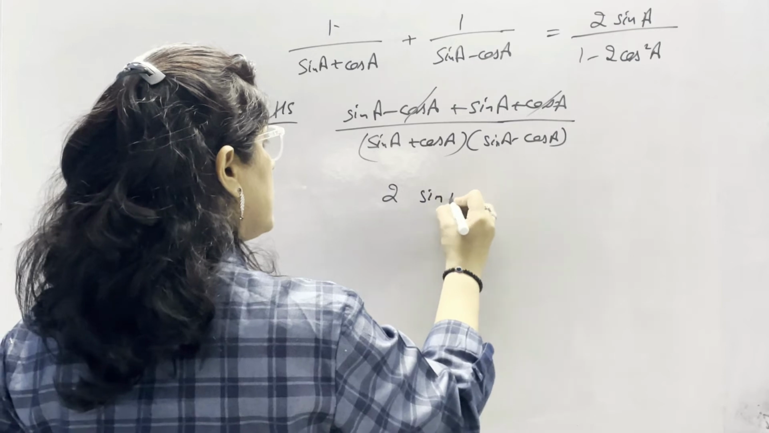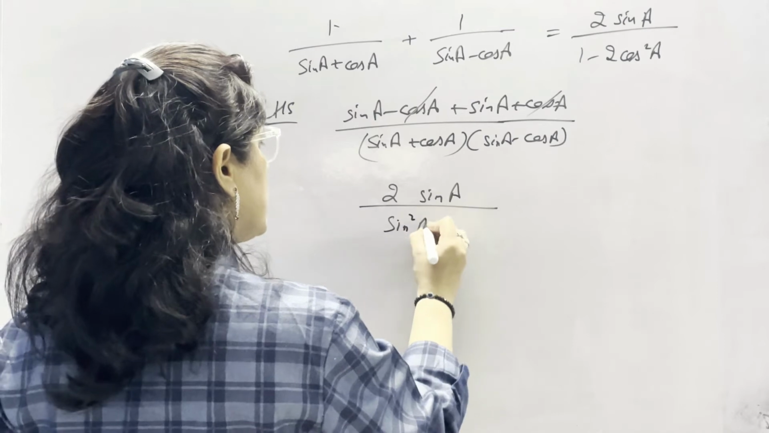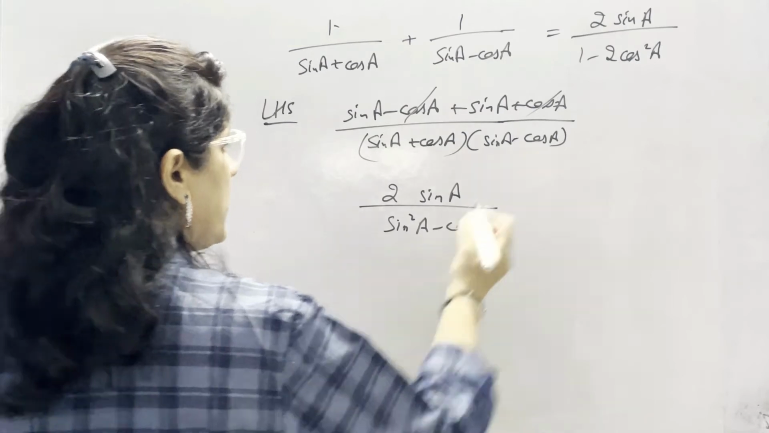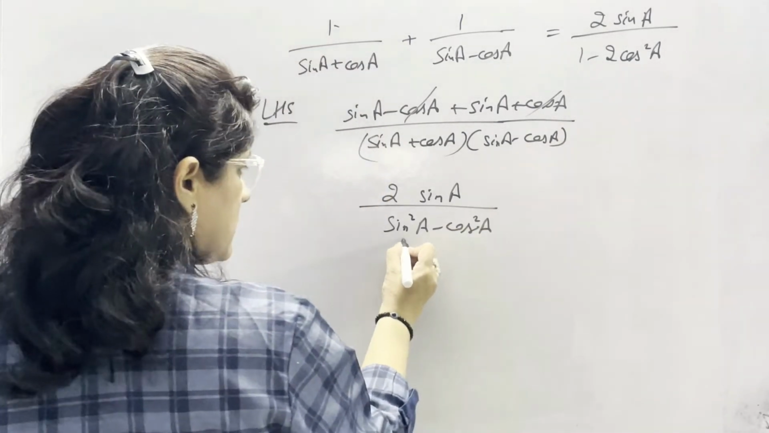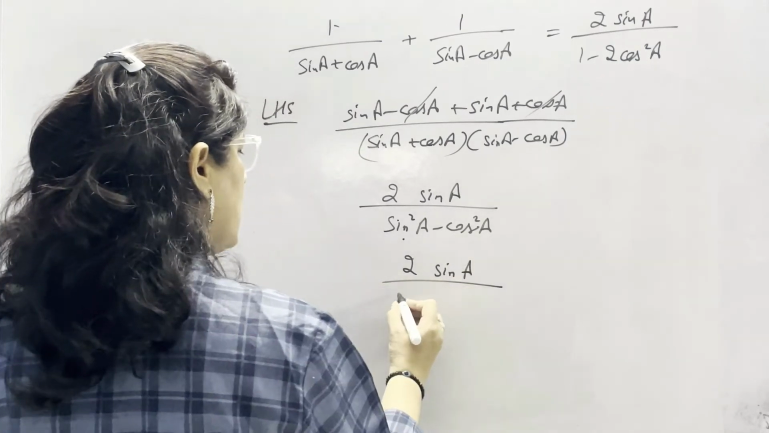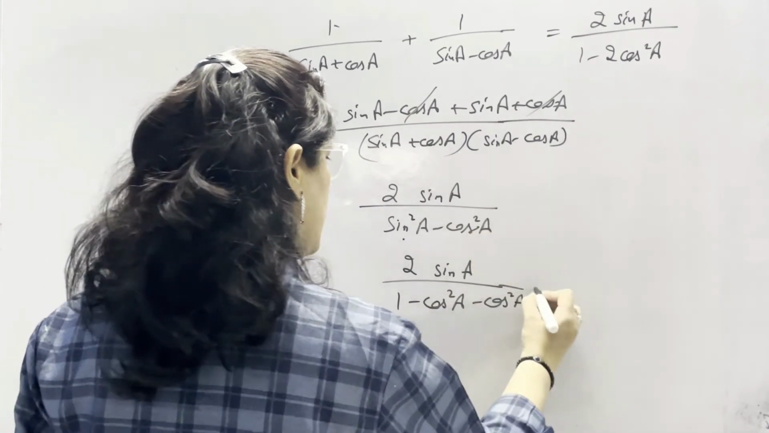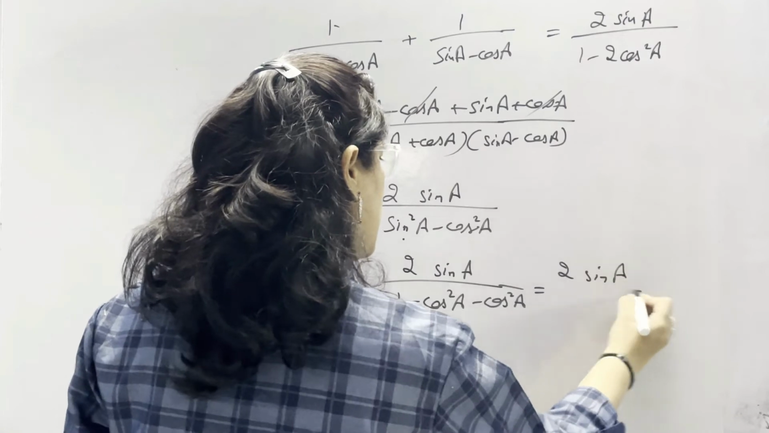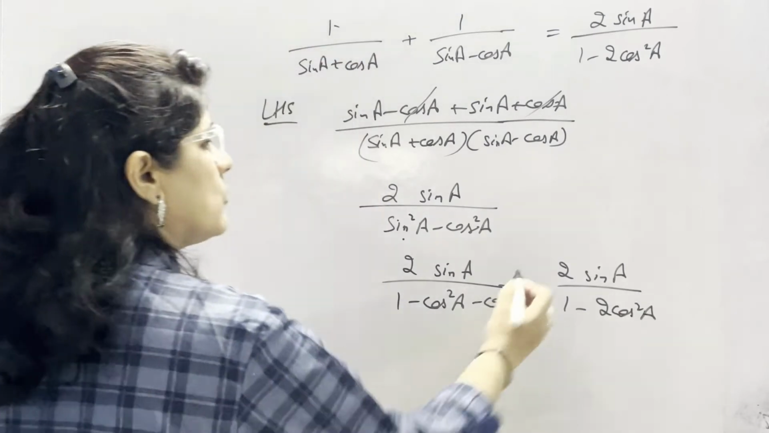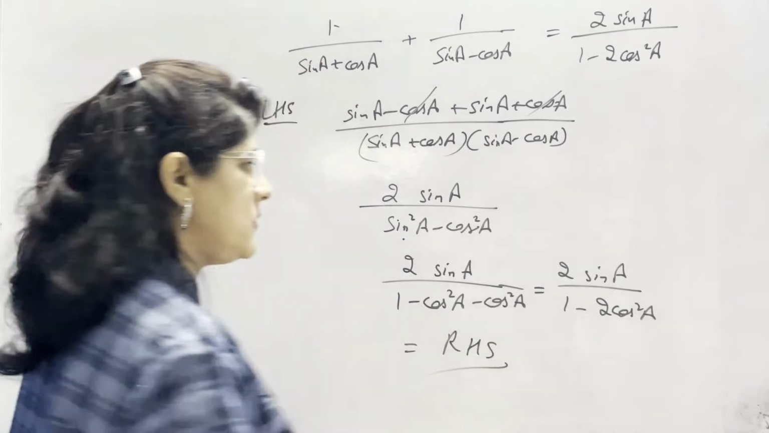So 2 sin A. In the denominator we will get A plus B, A minus B, so A square minus B square: sin square minus cos square. But here we are getting cos square, so we need to change this term sin square according to the first identity. We know that sin square A is equal to 1 minus cos square A, and then this cos square A. So 2 sin A upon 1 minus, now this will get 2 cos square A. So 2 sin A upon 1 minus 2 cos square A. This is our right hand side and hence proved.